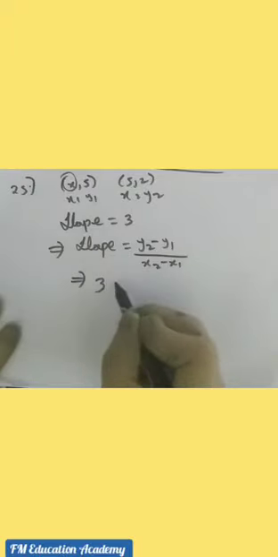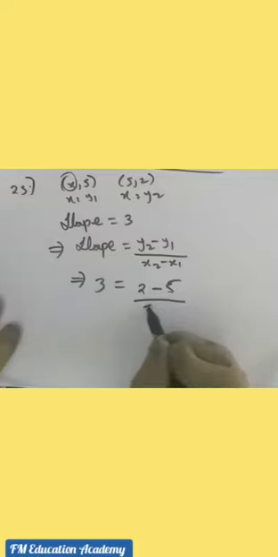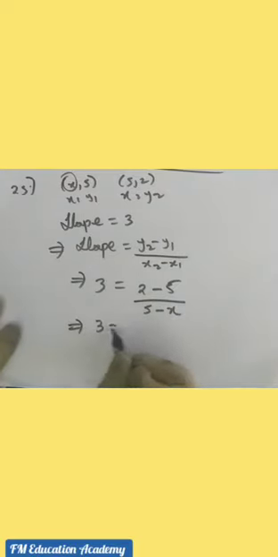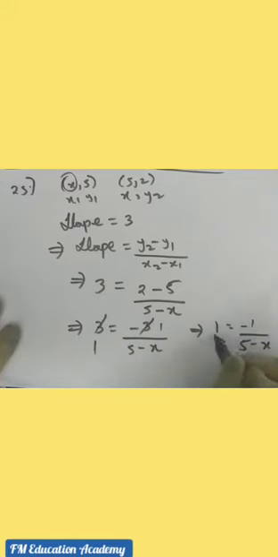Substitute the value of slope. 3 is equal to y2, that is 2, minus y1, that is 5, by x2, that is 5, minus x1, that is x. 3 is equal to 2 minus 5, which is minus 3, by 5 minus x. 3 ones are 3, 3 ones are 3. So we got 1 is equal to minus 1 by 5 minus x. This will go this side.